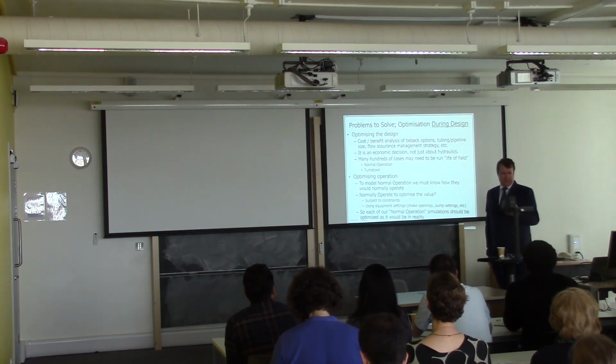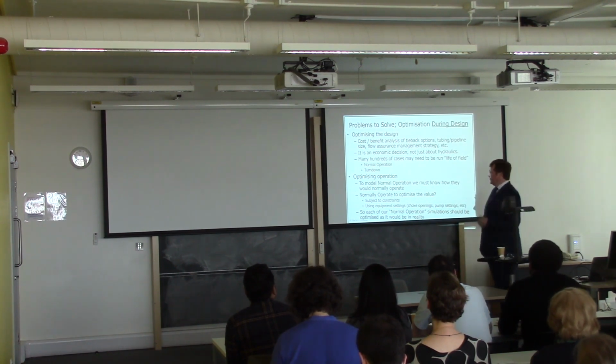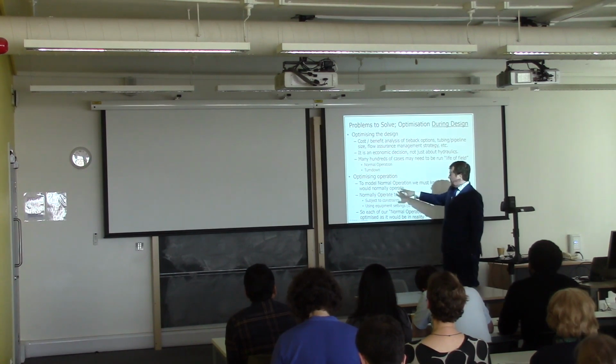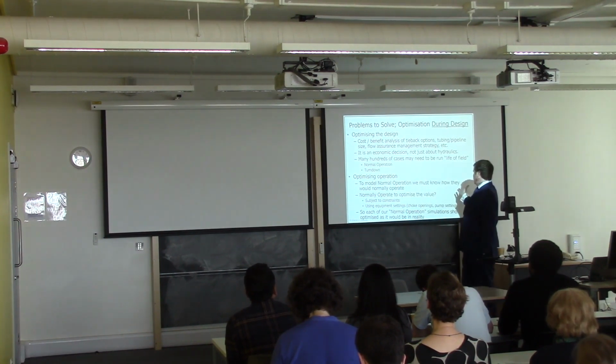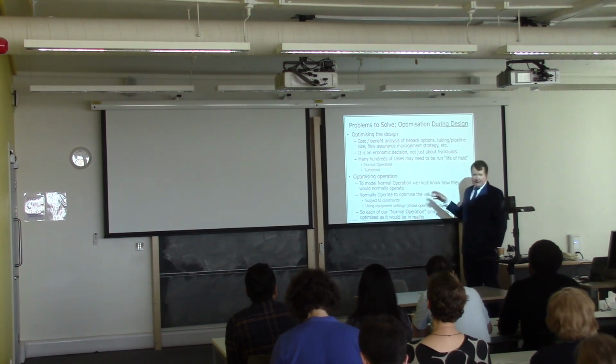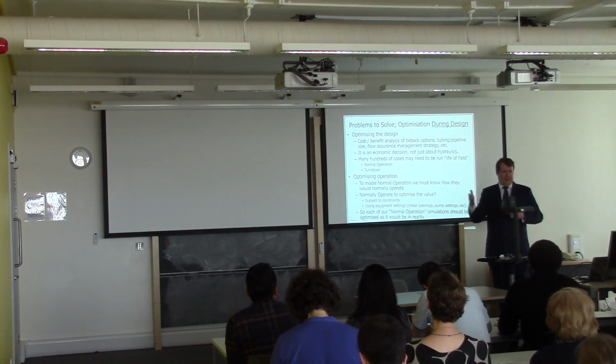But to optimise, we also need to optimise how we're operating this thing in our model. So we need some sort of production optimisation during this model. To model normal operation, we must know how they would normally operate. So normally operate to optimise the value, I presume. The operators that I've met like to think that they are making a good choice whenever they're operating the system to maximise the value of this asset.